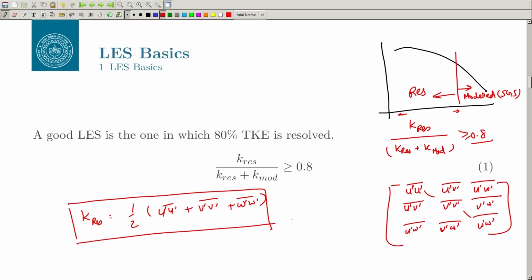But here we are solving for u, v, w, p, rho without averaging the equation. So, we are not using RANS, we are using the Navier-Stokes equation. So, the question is how do we calculate this resolved kinetic energy? There is a way to do that, and I will just discuss that.